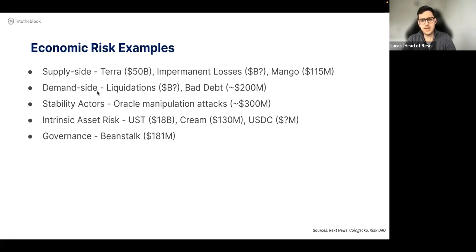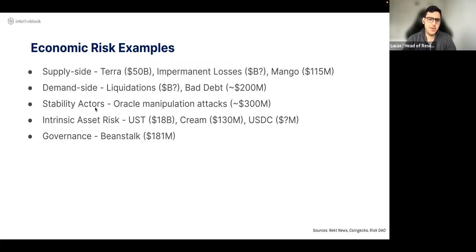On the demand side, liquidations are also an important risk for lending protocols for users to keep in mind, because essentially if you take too much leverage against your collateral and your collateral drops, you would realize losses. And on the protocol side, this could often lead to bad debt if it ends up being unprofitable to liquidate those positions. I'll touch on that later.